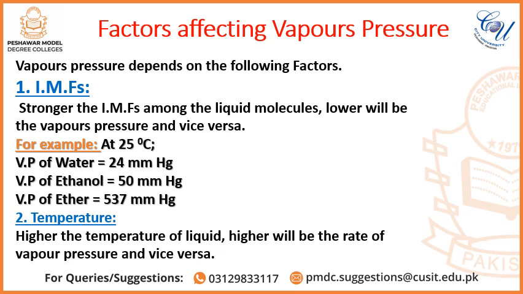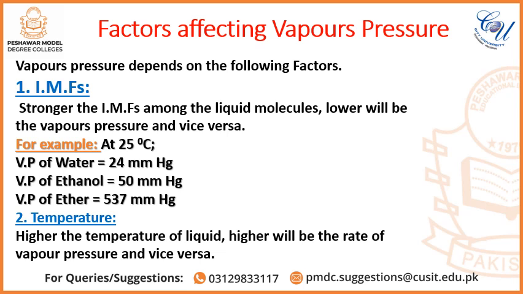For example, at 25 degrees centigrade, the vapor pressure of water is 24 torr, the vapor pressure of ethanol is 50 torr, while the vapor pressure of ether is 537 torr. Dear students, the high vapor pressure of ether, that is 537 torr, is due to the presence of weak London dispersion forces among the ether molecules, while the low value of vapor pressure of water, that is 24 mmHg, is due to the presence of strong hydrogen bonding among the water molecules.